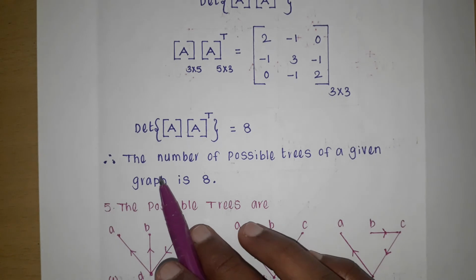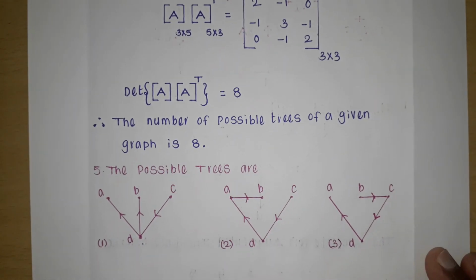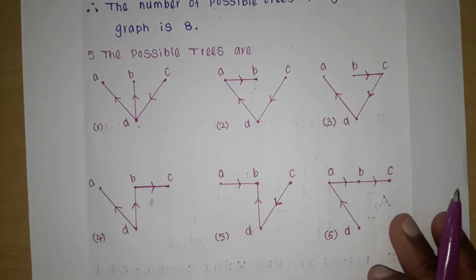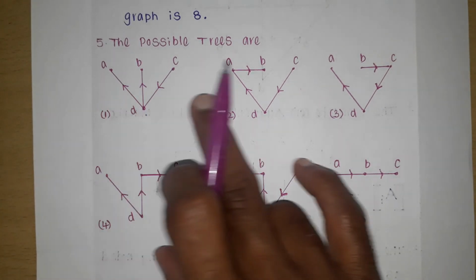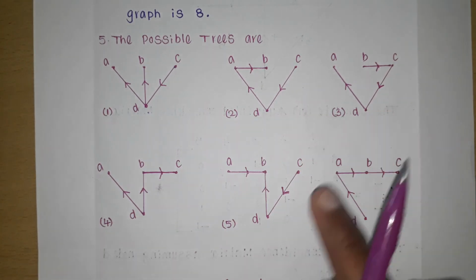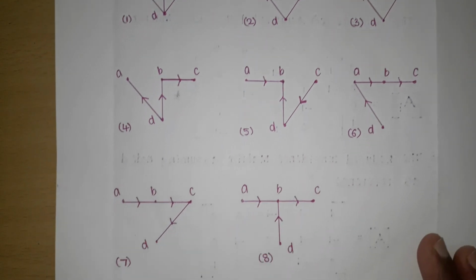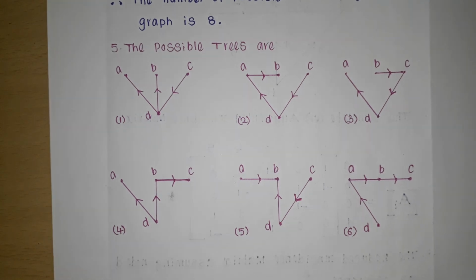Therefore, the number of possible trees of the given graph is 8. So here we get 8 trees, and all the 8 trees are these. This is one tree, second one, third one, fourth one, fifth one, sixth one, seventh one and eighth one. These are all the possible trees of the oriented graph.